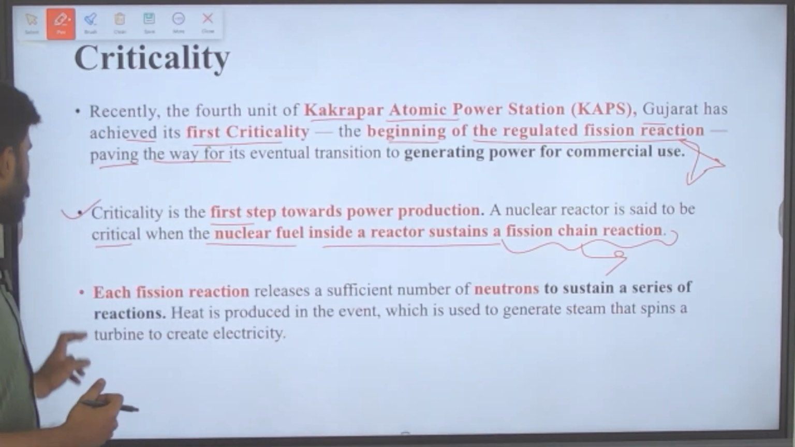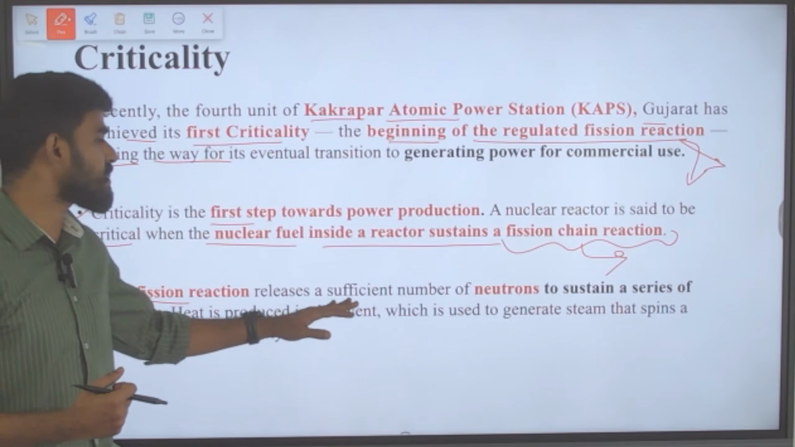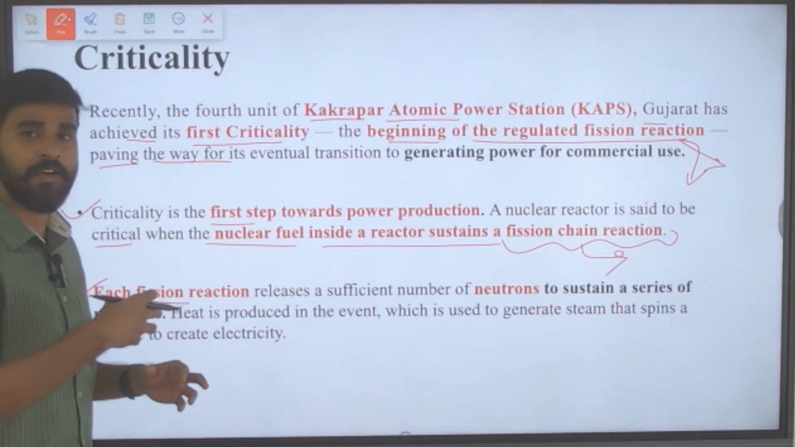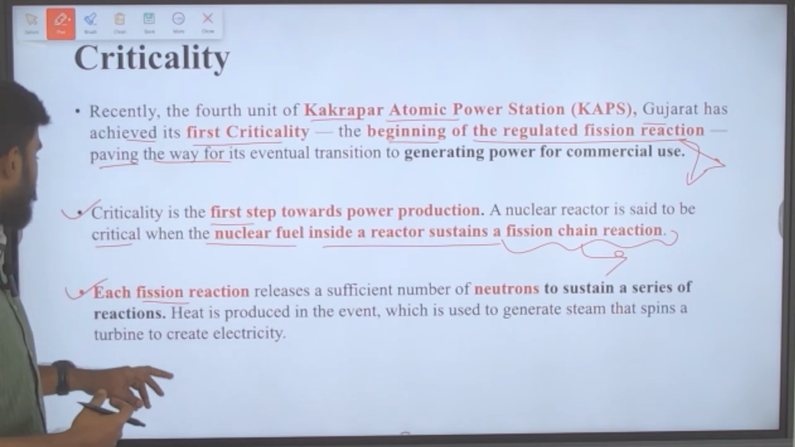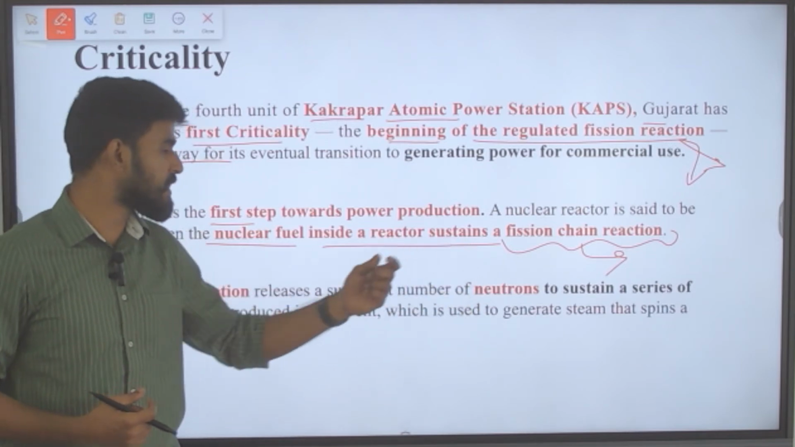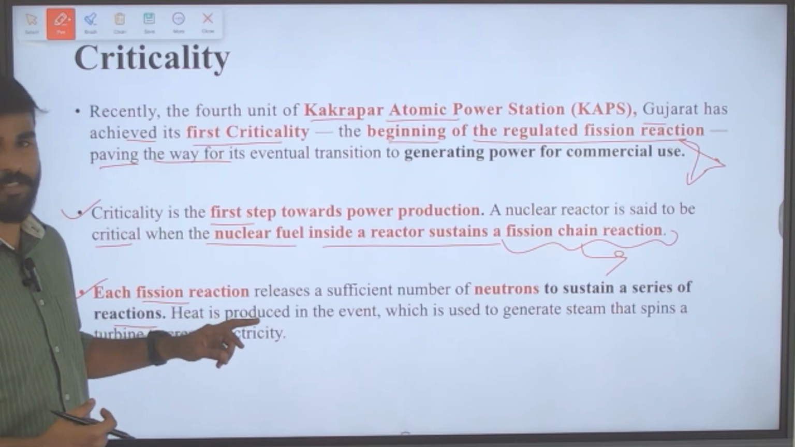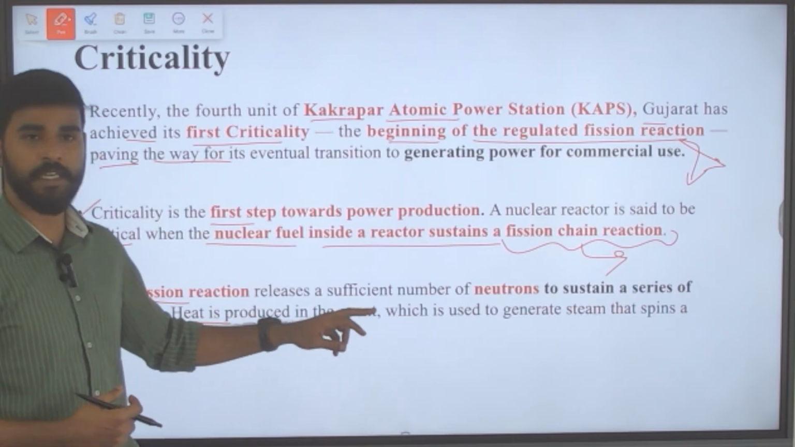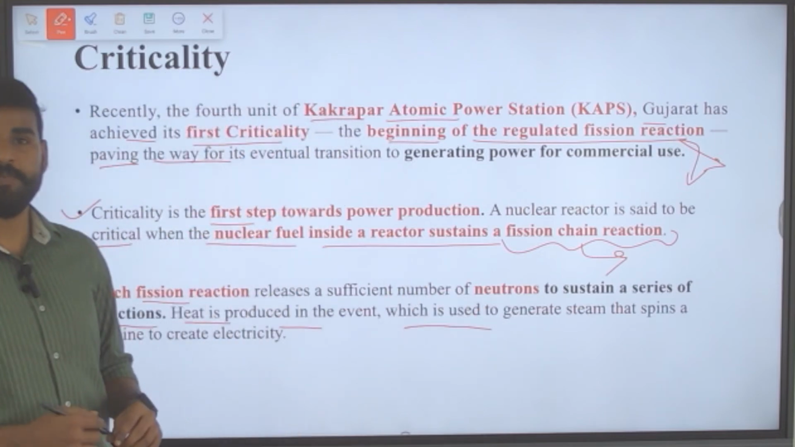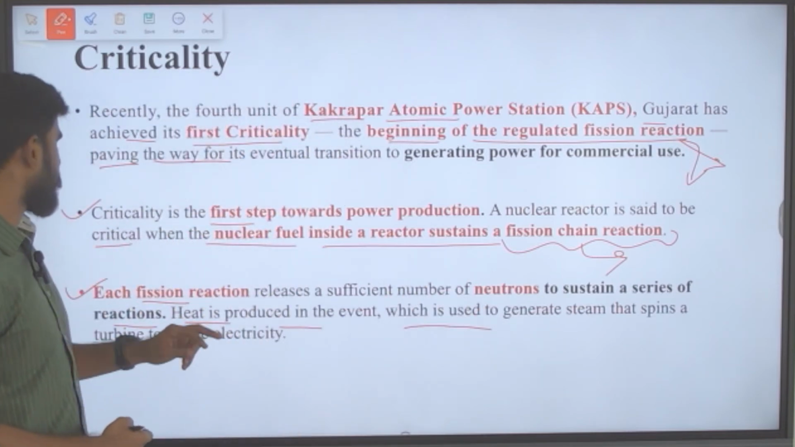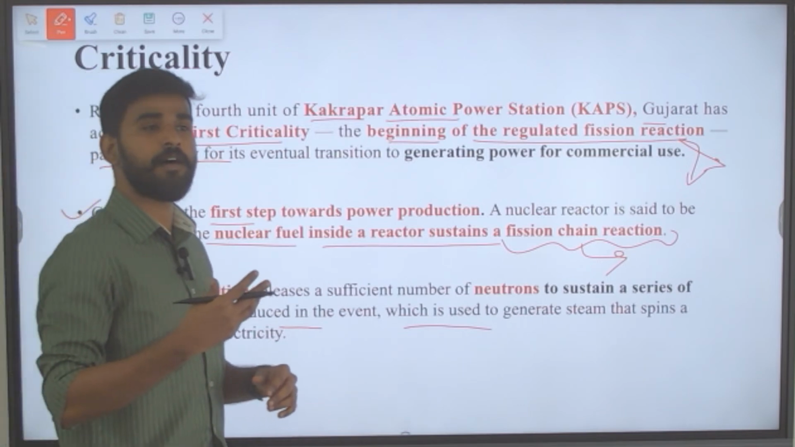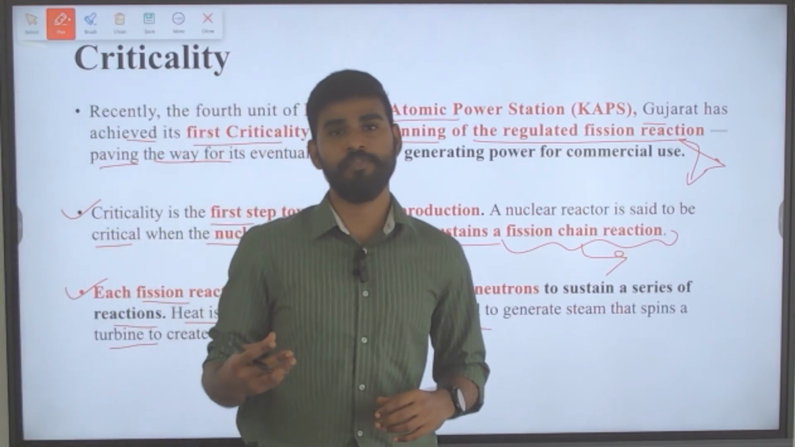Moreover, each fission reaction releases a sufficient number of neutrons. We are going to understand this in a short while. Each fission reaction releases a sufficient number of neutrons to sustain a series of reactions. Heat is produced in the event, and this heat is used to generate steam, which then spins a turbine to create electricity. So this is how nuclear reactors are used for production of electricity.